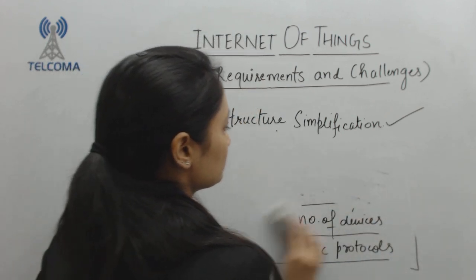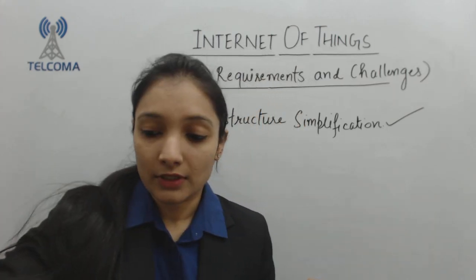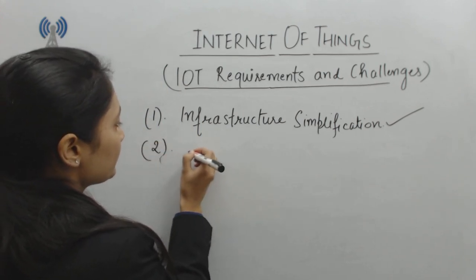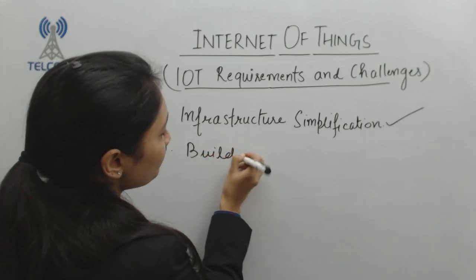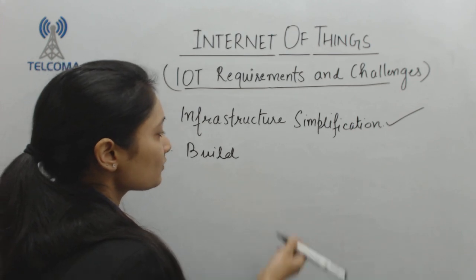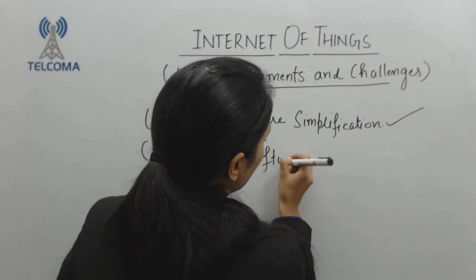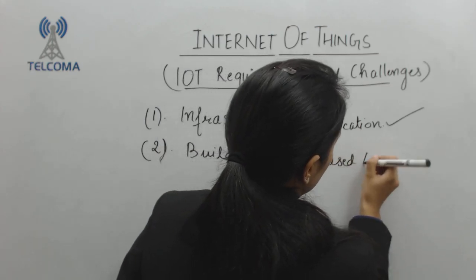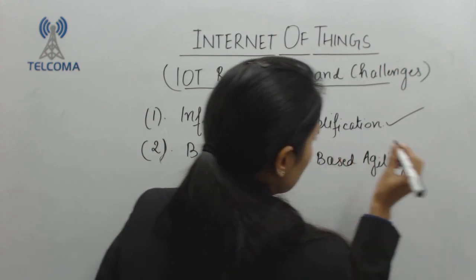After your infrastructure simplification, the next requirement is new functions. Now we require a number of new functions for your IoT. So that means you need to build software based functions here.